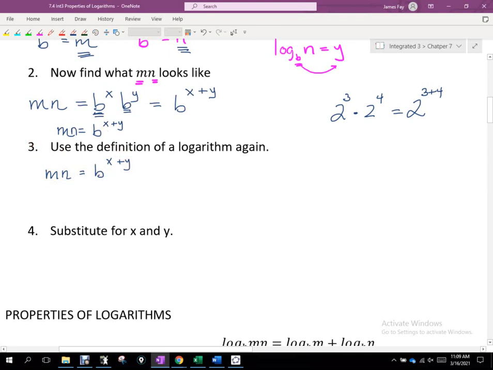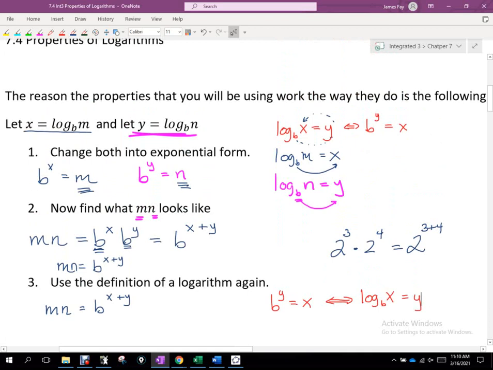And step 3 says use the definition of a logarithm again. And what it means in this case is to go the other direction. We said that if we had b to the y equals x, putting that in logarithmic form, that is log base b of x is equal to y. Remember that? That's what we started with. It was this thing right here. I just changed the order, right? Starting out at the exponential side, and get yourself the logarithmic side.